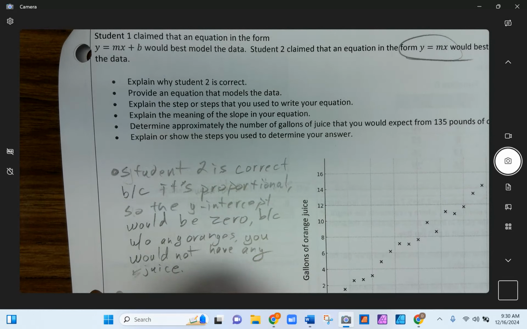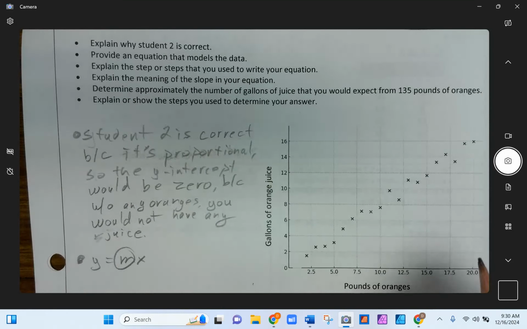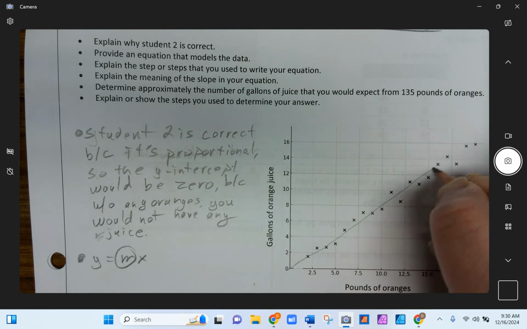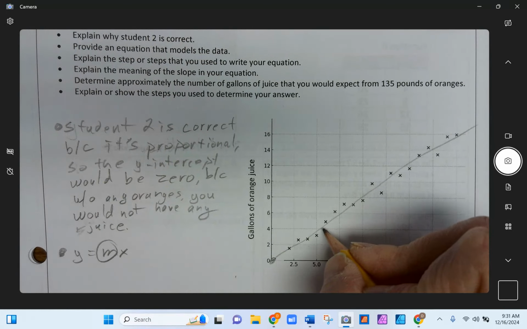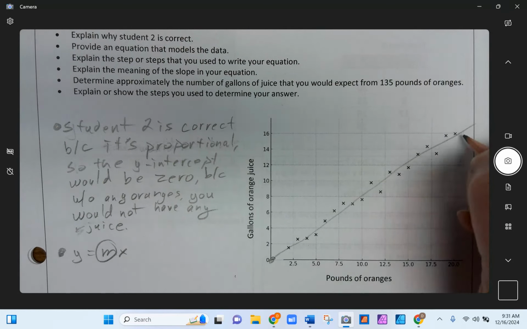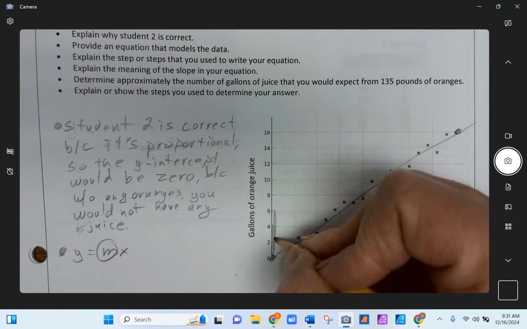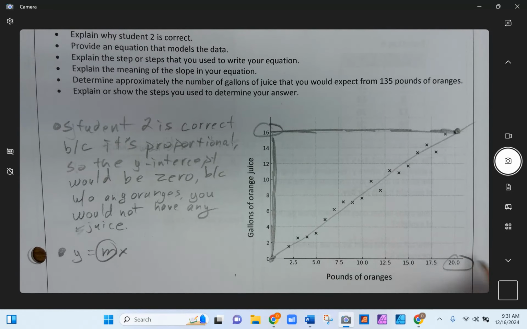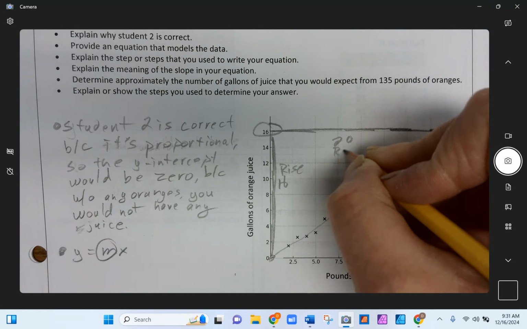Provide an equation that models the data. So it's going to be in the form of y equals mx. We know that. So we basically just have to figure out our slope, right? If I draw a line through here, we have a point right there. Our slope would be going up 16 and then right 20. So our rise is 16 and our run is 20.